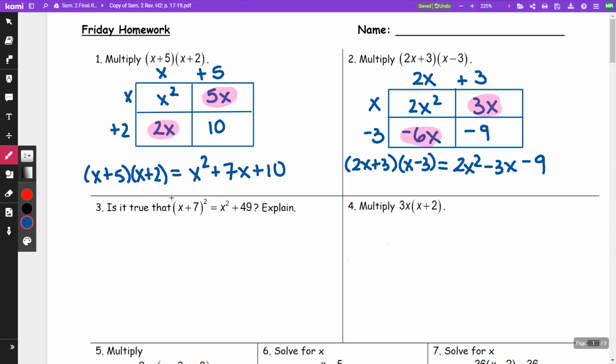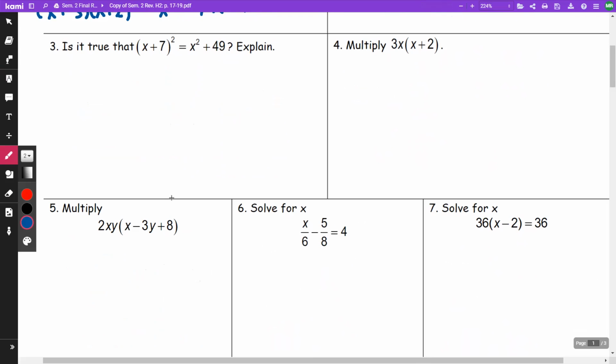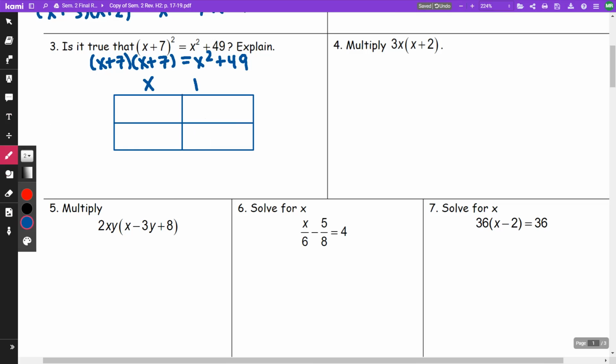On number 3, we want to prove whether or not x plus 7 squared is equal to x squared plus 49. So x plus 7 squared is really x plus 7 times x plus 7. That's really what it is. So this is what we are trying to see if these are equal. So I'm going to get a 2 by 2 box, and I am going to have x plus 7 times x plus 7.